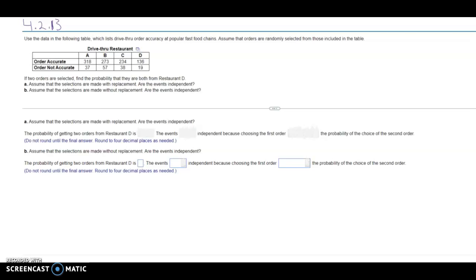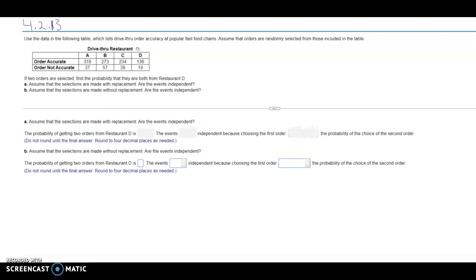And we have order accurate or not accurate, and then across the top of the table the restaurants are named A, B, C, and D. So the top row represents all the accurate orders across 4 restaurants, and the bottom row is all of the not accurate orders across 4 restaurants. Column A represents the accurate orders and inaccurate orders at restaurant A. Column B is the accurate and inaccurate at restaurant B.